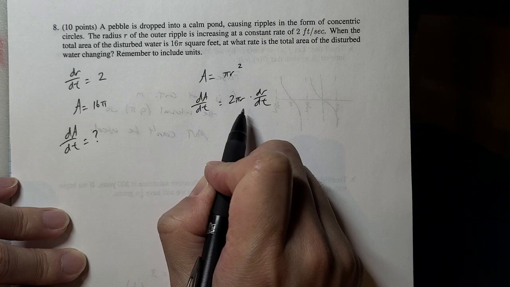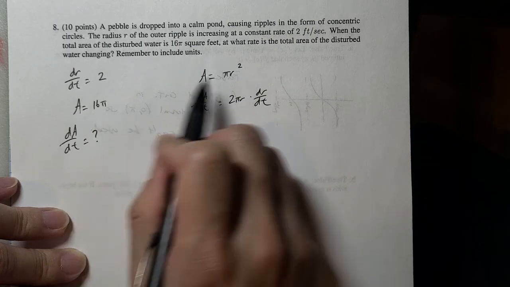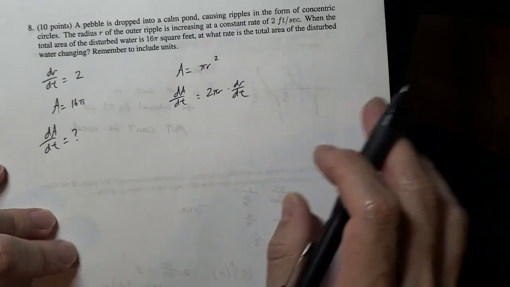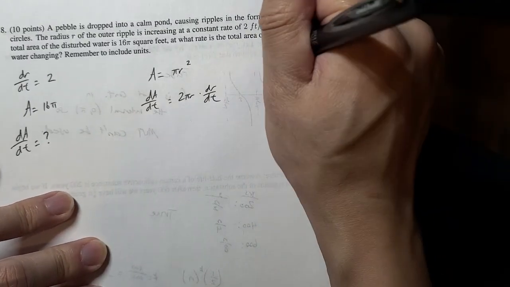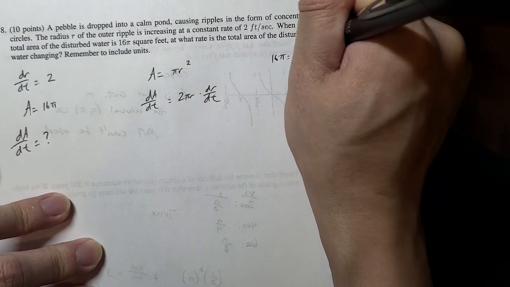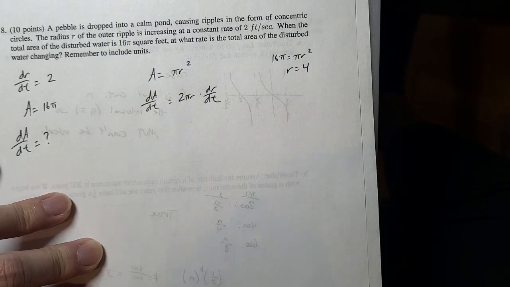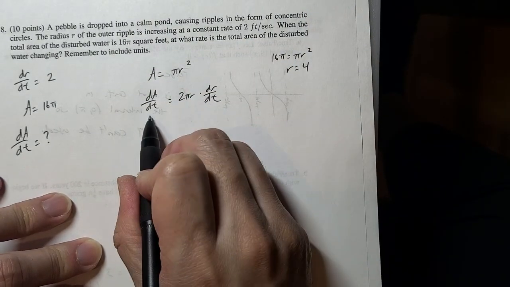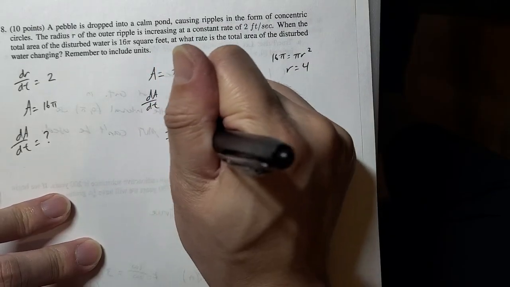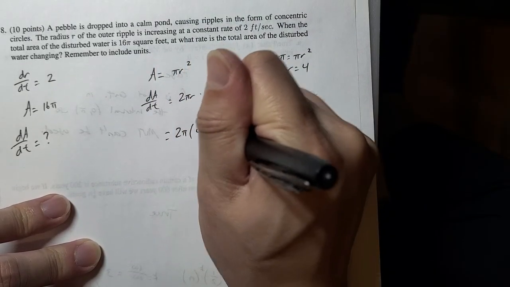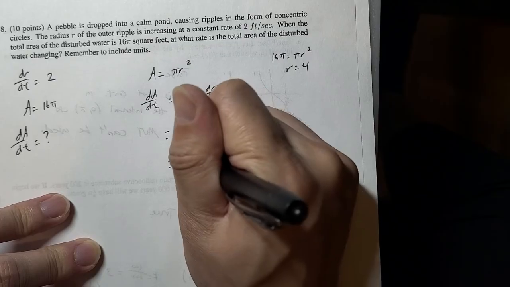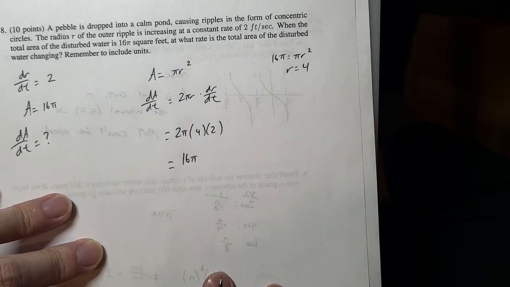Okay, so we have dr/dt. We don't have r. So how can we get r? Well, we just use this over here. So let's solve for r. 16 pi is equal to pi r squared. So r is equal to 4. As simple as that. Okay, so we have r, we have dr/dt. We can find dA/dt. It'll be 2 pi times 4 times another 2. That is 16 pi. We need units though.